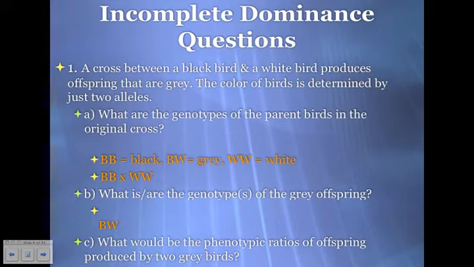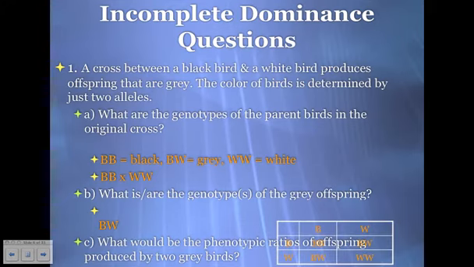So for part B, what is or are the genotypes of the offspring? Capital B, capital W. What would the phenotypic ratio of offspring produced by 2 gray birds be? This would be 1 black, 2 gray, and 1 white. And there's the Punnett square that shows you 2 gray birds, the capital B, capital W, that the 2 capital B's show up once again, representing the black bird, and the 2 capital W's show up once again, representing the white bird.